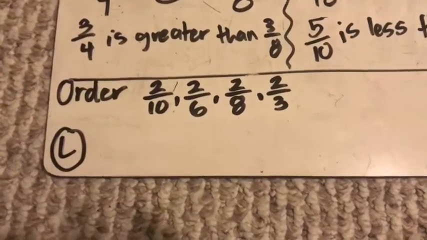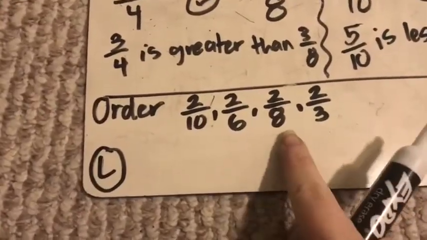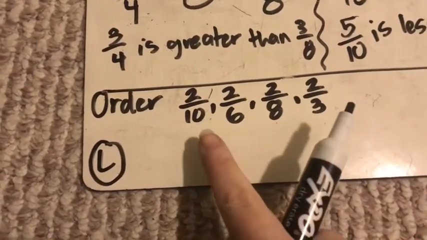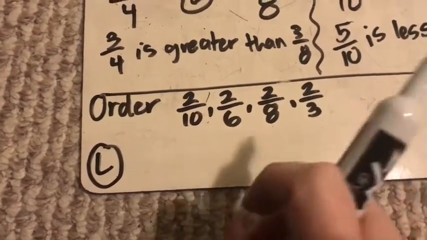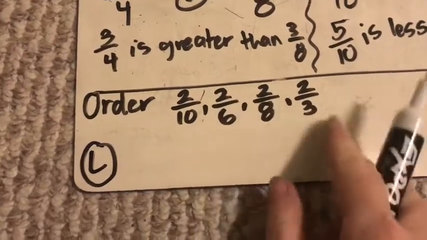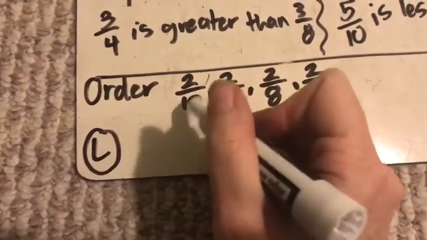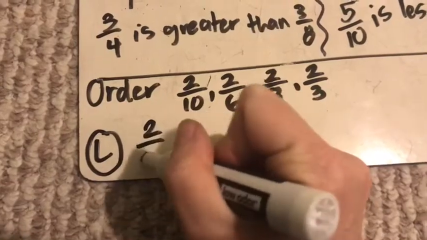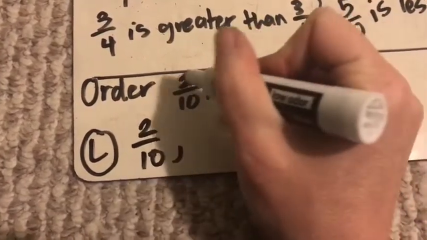So I know tenths are smaller than 6ths, 8ths, or 3rds, because if I take a whole and I have to chop it into 10 parts, those parts are going to be smaller than 6ths, 8ths, or 3rds. So I know 2/10 would be the least of those fractions.